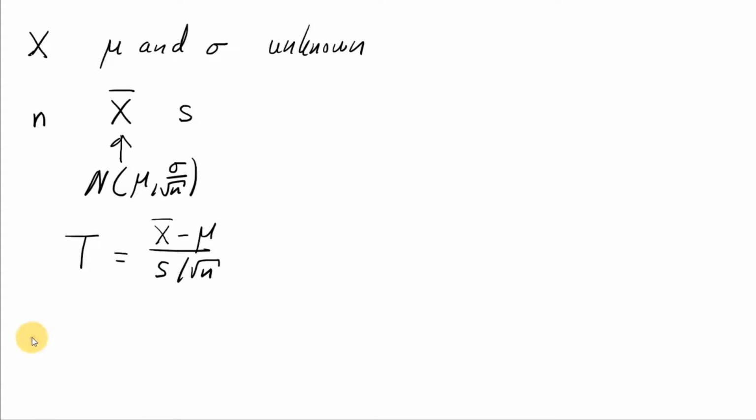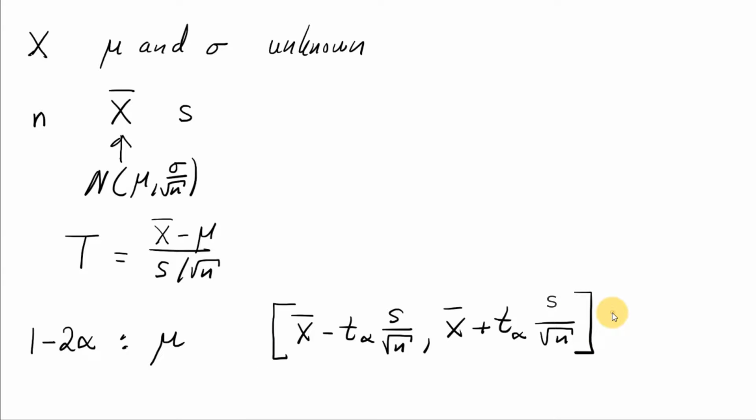Then we have a similar result: with the probability of 1 minus 2 alpha, the true unknown expectation value will be in this confidence interval. And if you compare this with when we had a known standard deviation, the only difference is that now we have t instead of z here, and we have s instead of sigma.